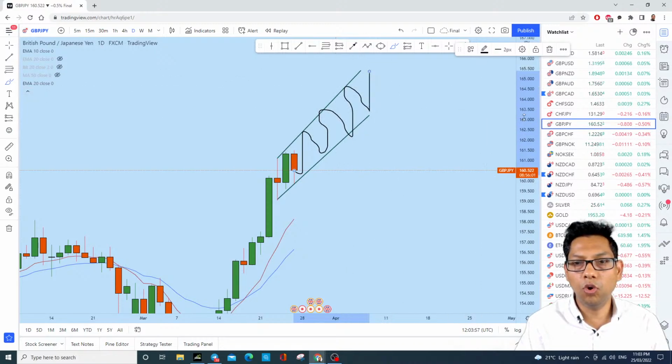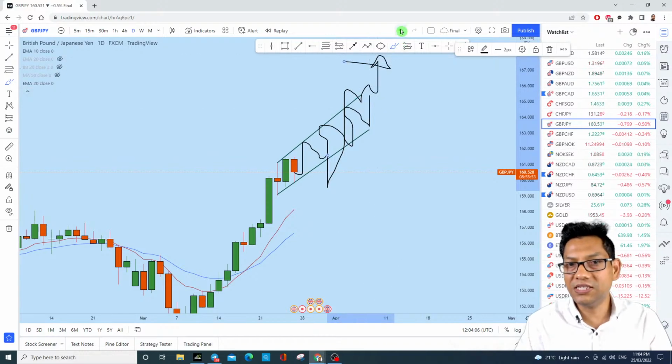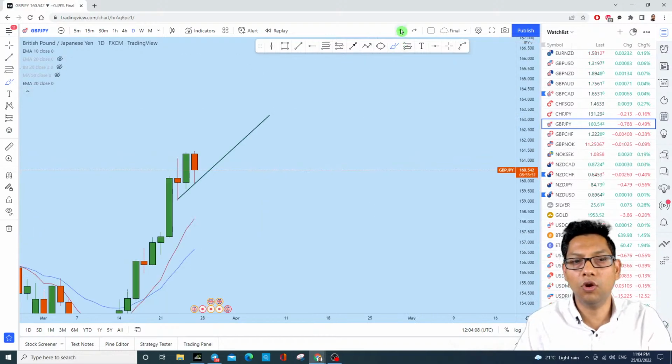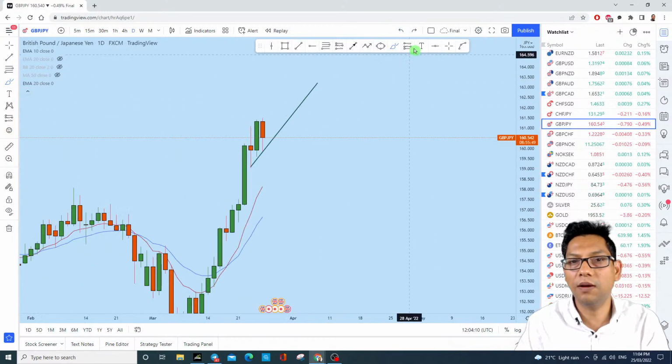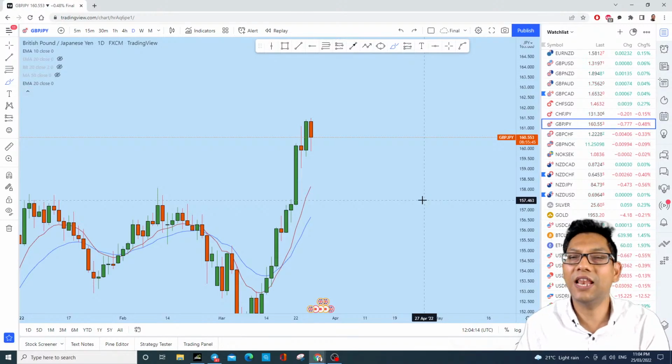When it goes in this channel, sometimes it will come down, create a false breakout, will go up, and then finally will break to the upside. So this is a long-term look. Not tomorrow, not today. It's a long-term move. That means that when it is bullish, it is likely to stay bullish.